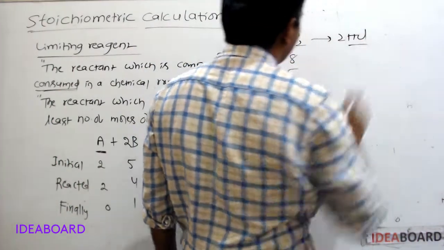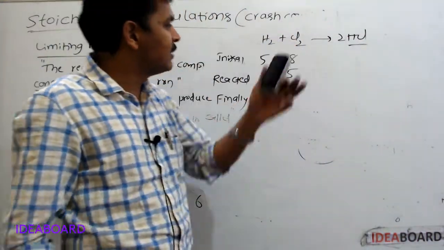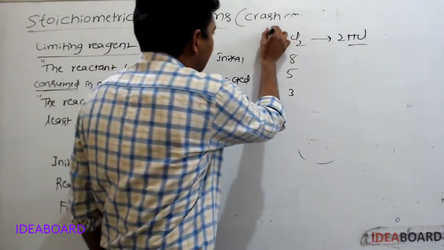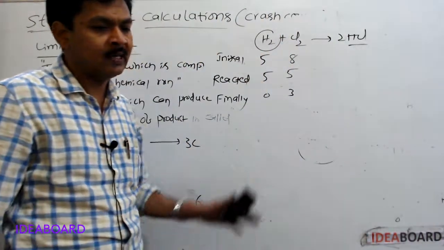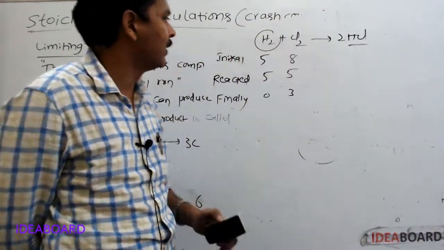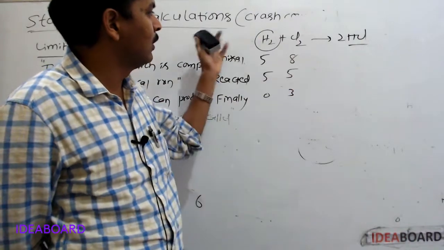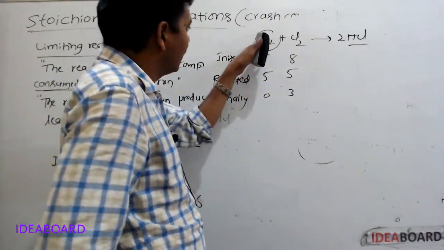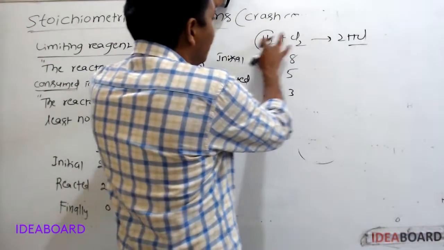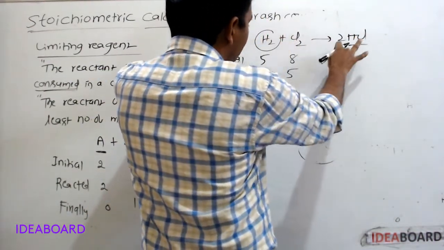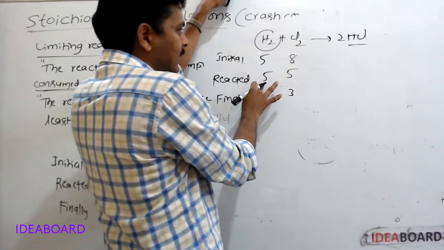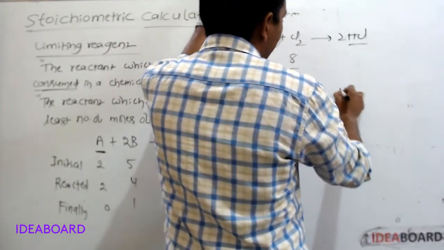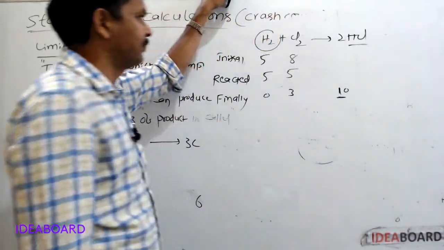Then the number of moles of HCl formed. So here which is the limiting reagent? Hydrogen is the limiting reagent. The reactant which is completely consumed in a chemical reaction is called the limiting reagent. So we should take hydrogen as the limiting reagent. 1 mole gives 2 moles. 5 moles reacted, then 10 moles. 10 moles of HCl must be formed.